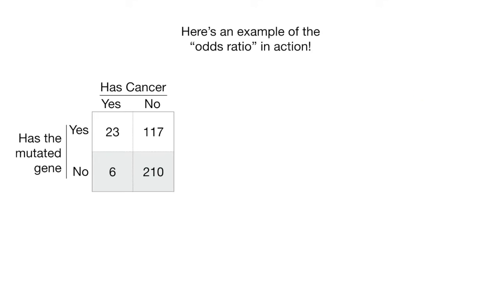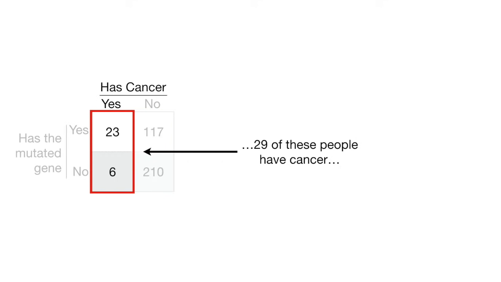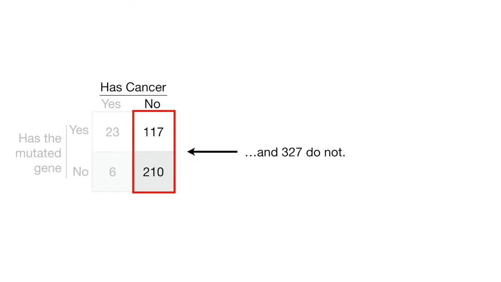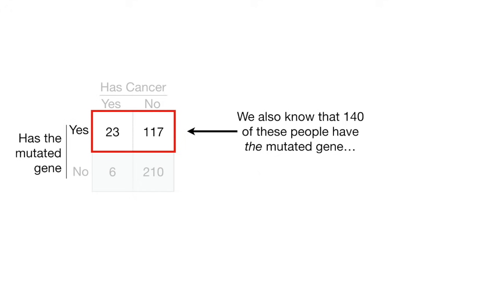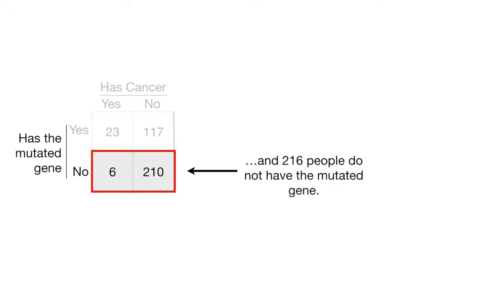Here's an example of the odds ratio in action. We've got a bunch of people, 356 to be exact. 29 of these people have cancer, and 327 do not. We also know that 140 of these people have the mutated gene. I'm just going to let you imagine which gene I'm talking about here. And 216 people do not have the mutated gene.